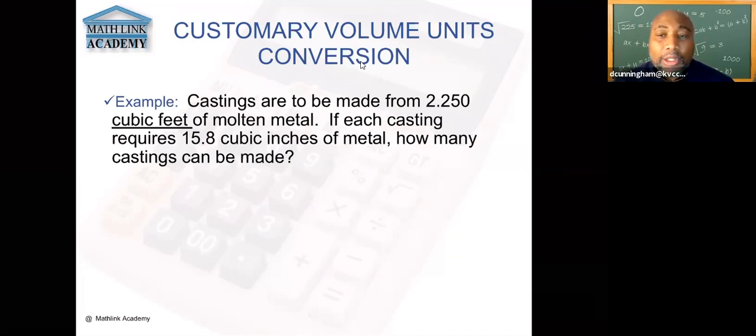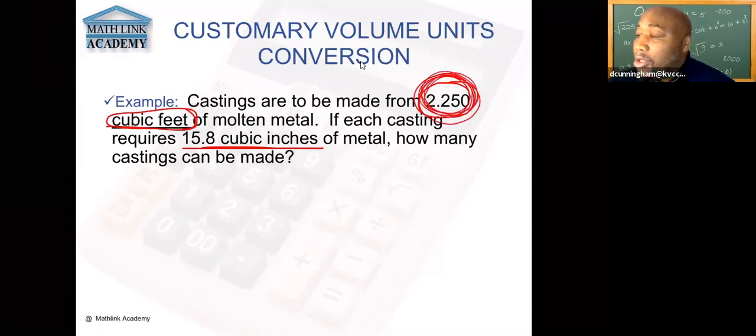So what we have to understand is the 2.250 that we have here is in cubic feet. I underlined that, so I'm also going to circle it. But we're requiring 15.8 cubic inches of metal for each of them. So our units have to be the same in order to find how many castings can be made. So before we divide, and we will be using some division, we got to convert this 2.250 into the same units as the 15.8. So we got to change this cubic feet into cubic inches and then divide the 15.8 into that. So let's actually do that on our whiteboard.